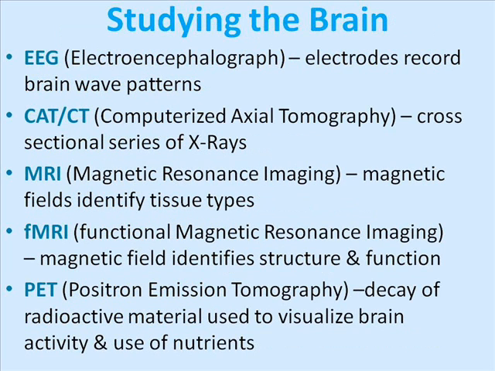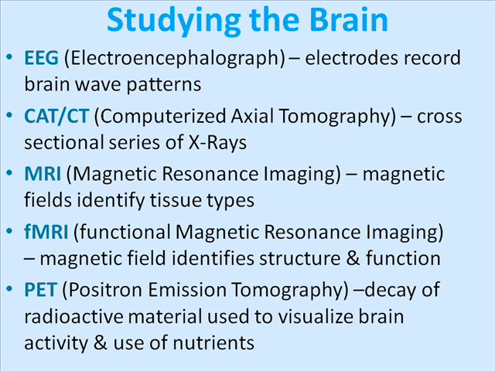Objective number 10 asks you to describe the various methods for studying the brain and its functions. Several of these methods are listed on the slide. The electroencephalograph, or EEG, is used by attaching electrodes to the outside of the skull and monitoring brainwave patterns. The CAT scan, which is computerized axial tomography, is a series of X-rays that allow you to visualize a cross-sectional image of the brain. It's basically a static image, but you can see damage that's occurred to various tissues.